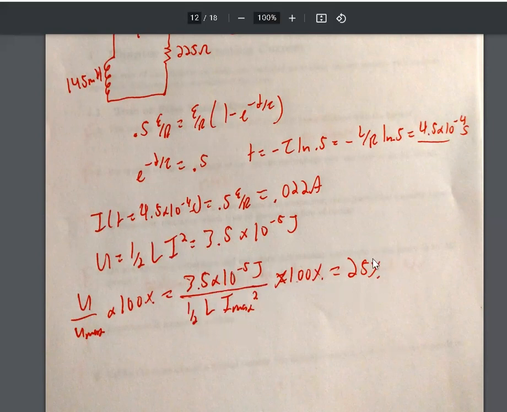So even though we're at half of our current, we're only at 25% of our maximum energy stored in our inductor. That's also exactly what we would think because this thing is squared. So if we plugged in half of I max squared here, the half will get squared and we'll go to a fourth.